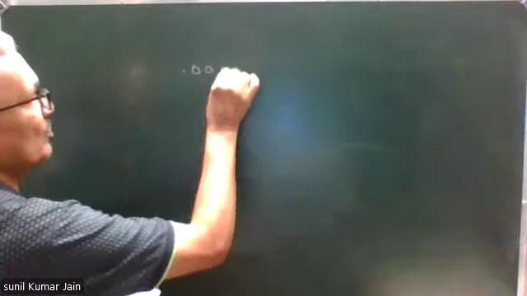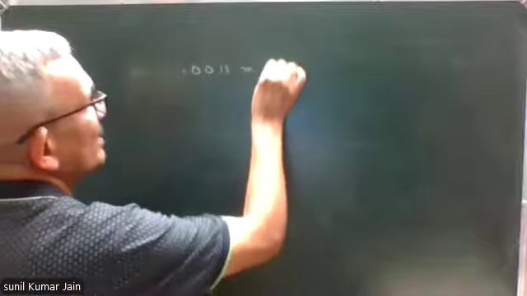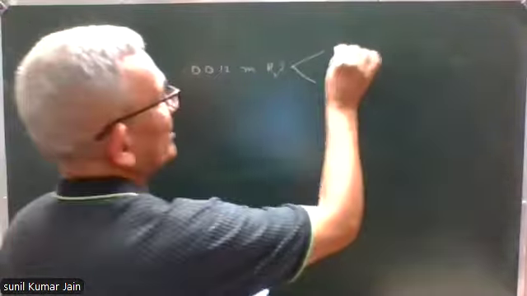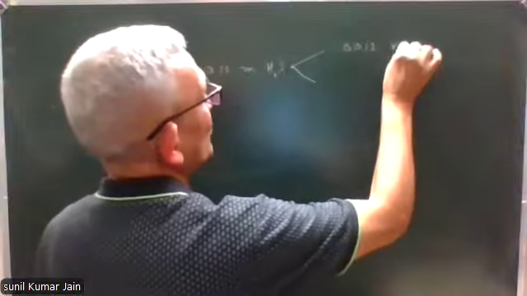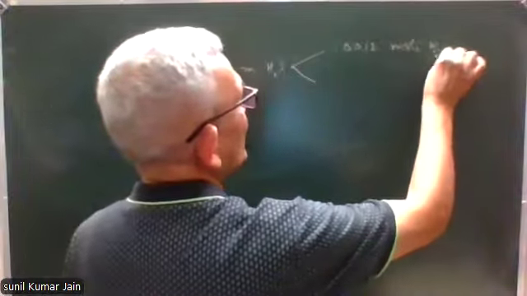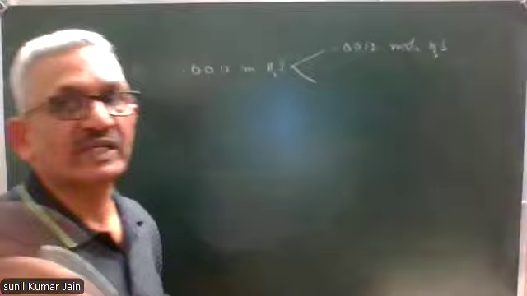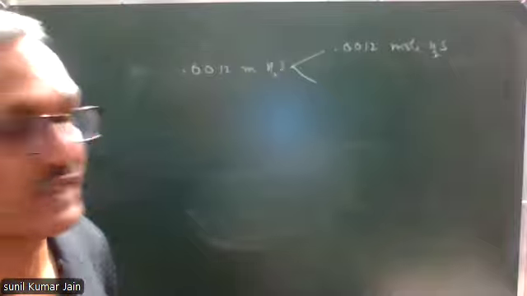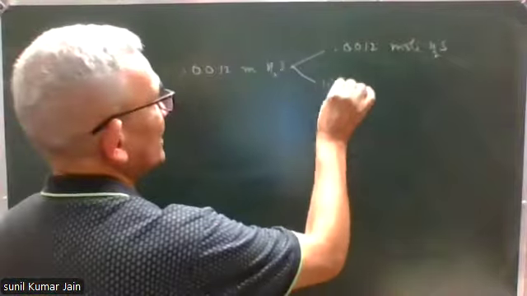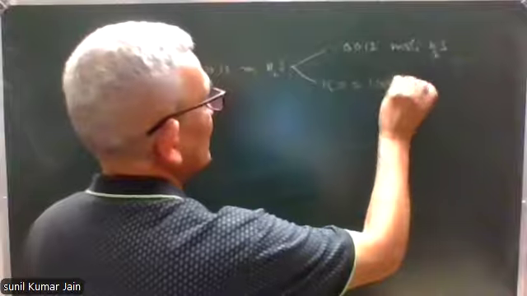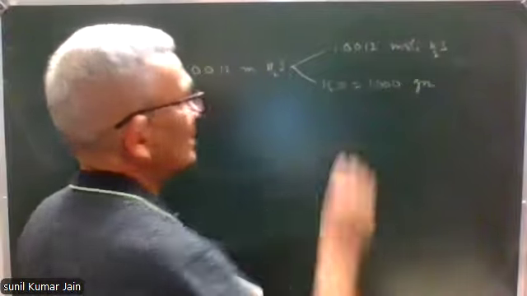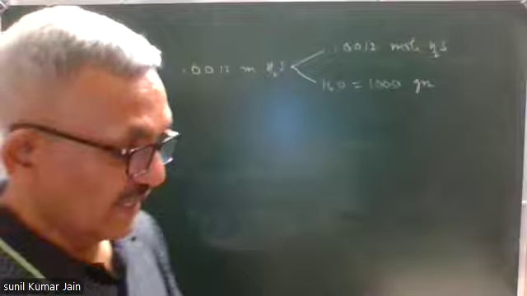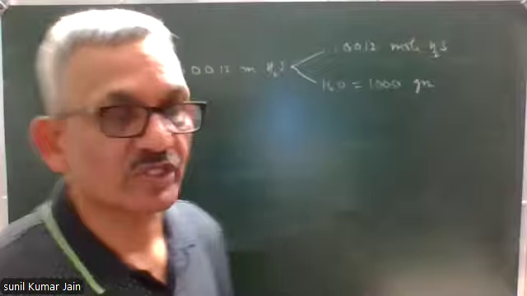0.0012 molal solution of H2S means what? 0.0012 mole of H2S present in 1 kilogram of solvent. And since this is aqueous solution, it means solvent is water. So water is 1000 grams. Now we have to calculate Henry's law constant.